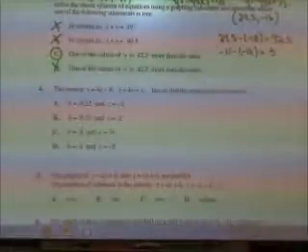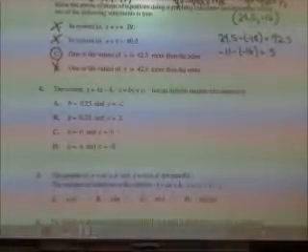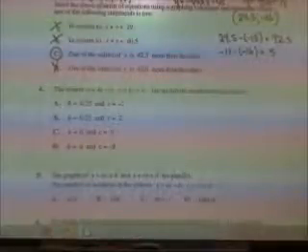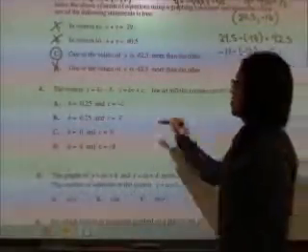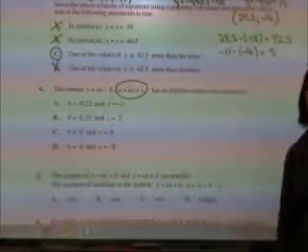Question number 4: the system y equals 4x minus 8 and x equals by plus c has an infinite number of solutions if. When do I have an infinite number of solutions to a system? When they're the same equation. So what do I have to do with this equation? B has to equal 4. Does b have to equal 4?